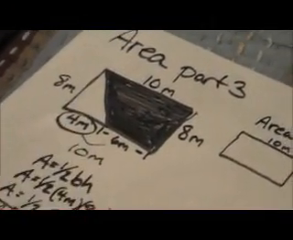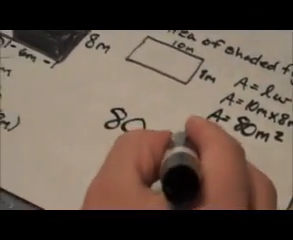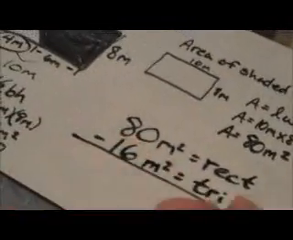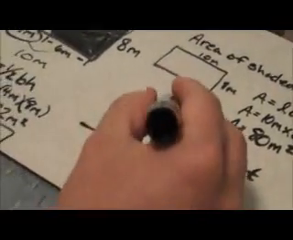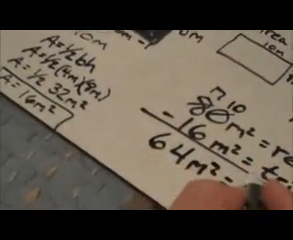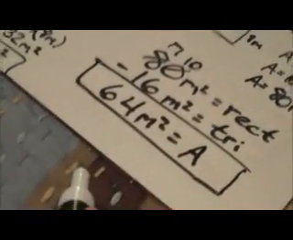But since we're only looking for the shaded part, I must subtract back out. So I'm going to take my 80 meters squared, which is actually the entire rectangle. I'm going to subtract out my 16 meters squared, which would be my triangle. And knowing what I know for all those years, the shaded part is 64 meters squared.